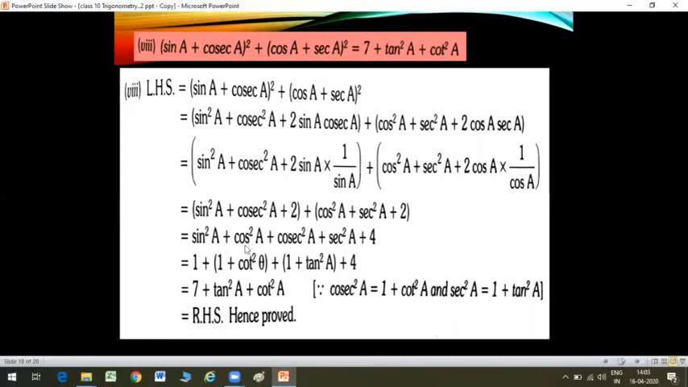Then sine square A plus cos square A will become 1. Sine square theta plus cos square theta is 1. Then plus cosecant square A, this is from the third identity, is equal to 1 plus cot square A. Plus secant square A is 1 plus tan square A from the second identity. Then plus 4. Now solve this. 4 plus 1 is 5, plus 1 is 6, plus 1 is 7. 7 plus tan square A plus cot square A, which is equal to right hand side.